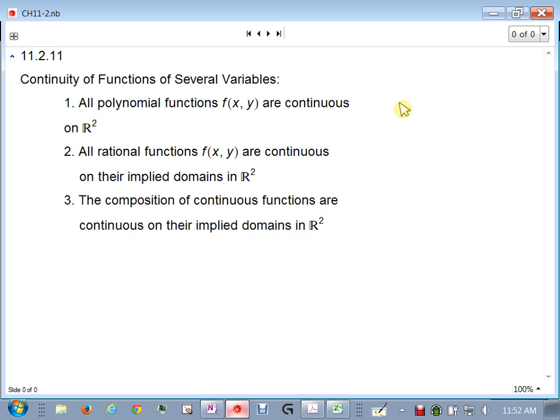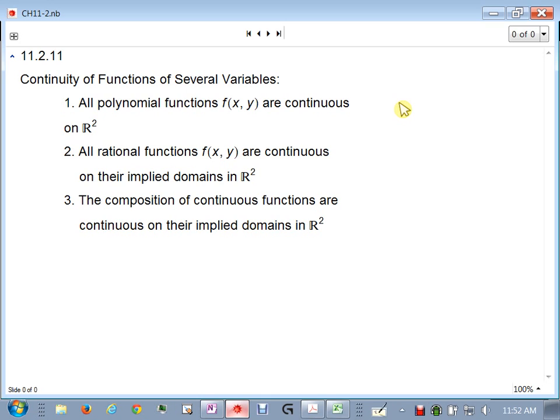So all polynomial functions are continuous on the entire domain R2. So what is a polynomial function when you have two variables? That means you've got x's and y's mixed up together with multiplication. You've got like x squared y plus y squared x. That's a polynomial in x and y. All polynomial functions of two variables are continuous everywhere.